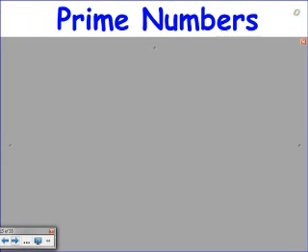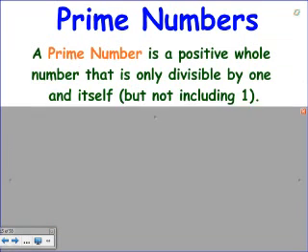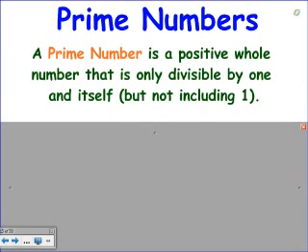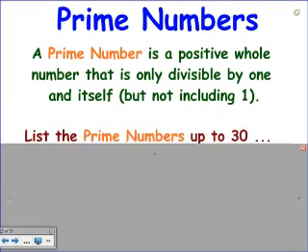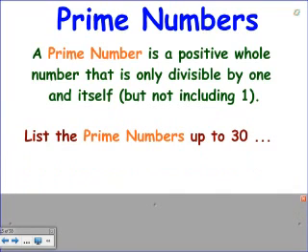Good. That's part of it. So it's any number that is only divisible by itself and 1. So the proper definition for a prime number, I'll put it up in a sec, is any prime number is a positive number only divisible by itself and 1, but not including the number 1.